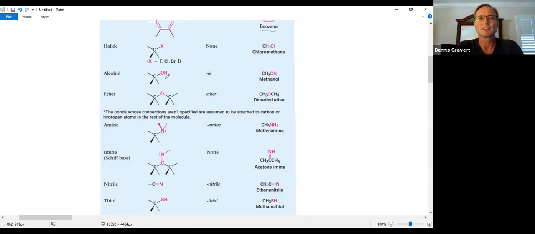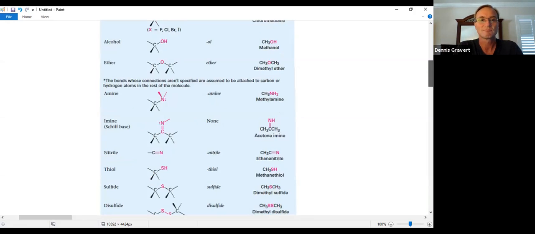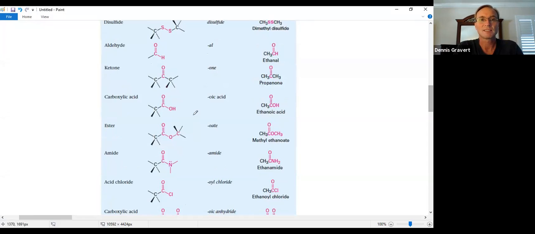Oxygen is really popular, so you have to be a little careful. If you have an OH that's attached to carbon, and carbon is just doing single bonds, that's an alcohol. But if you have an OH attached to a carbon, and that carbon's also double bonded to oxygen, this is not an alcohol group.